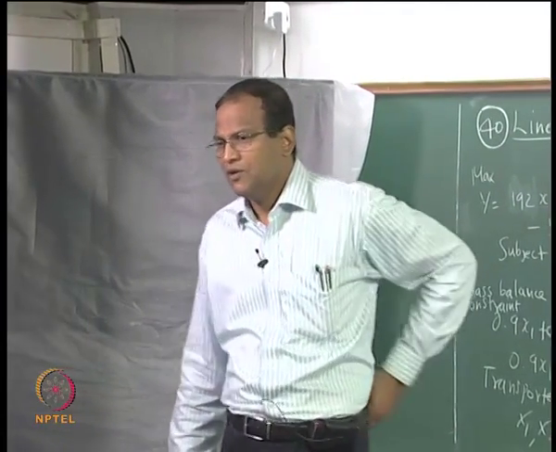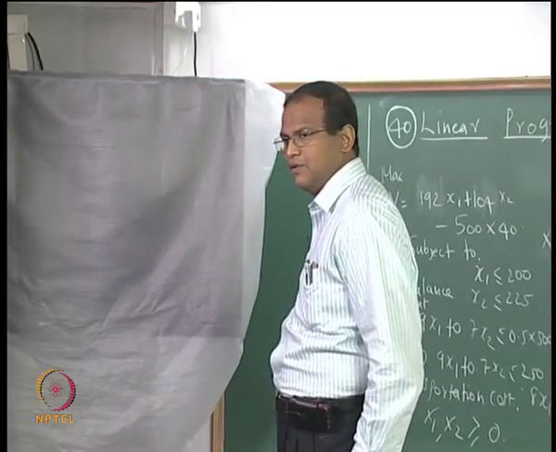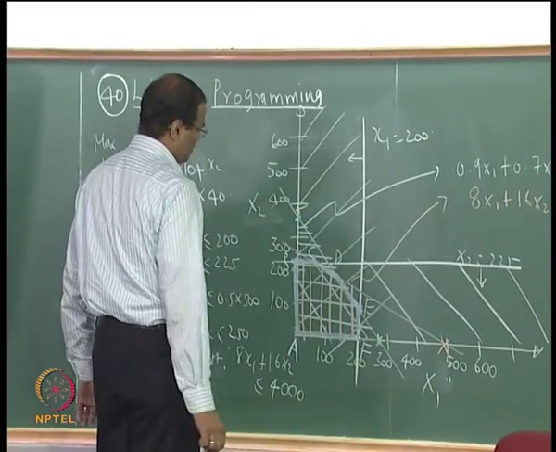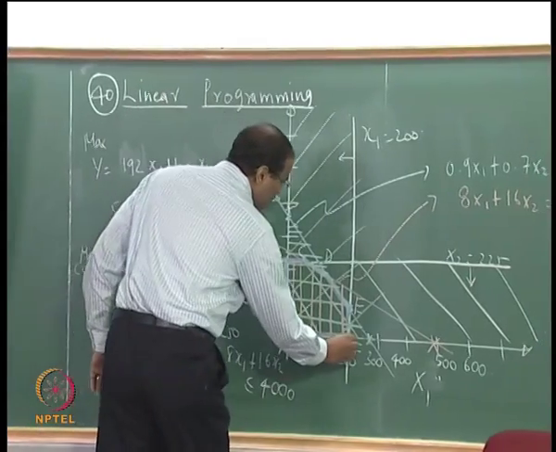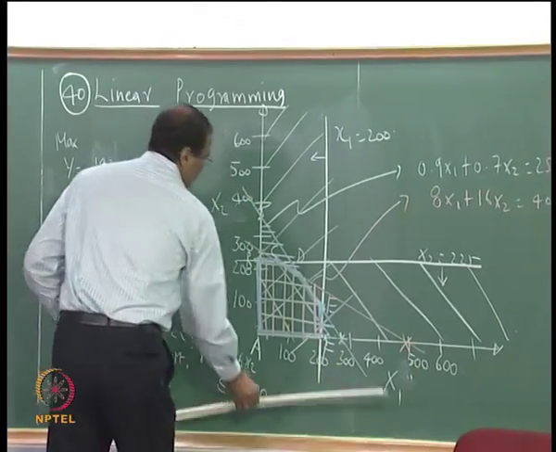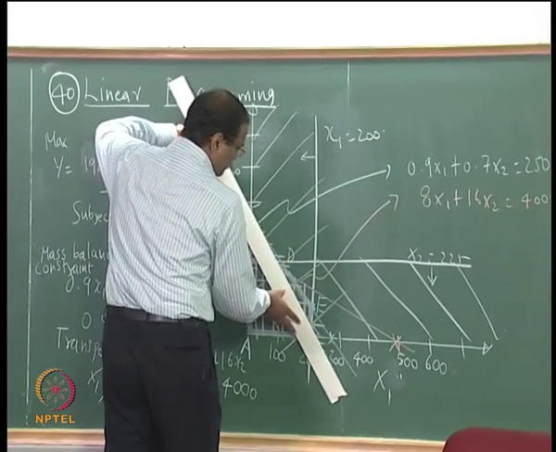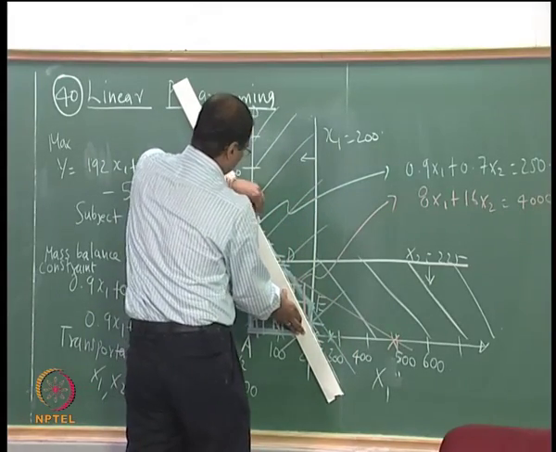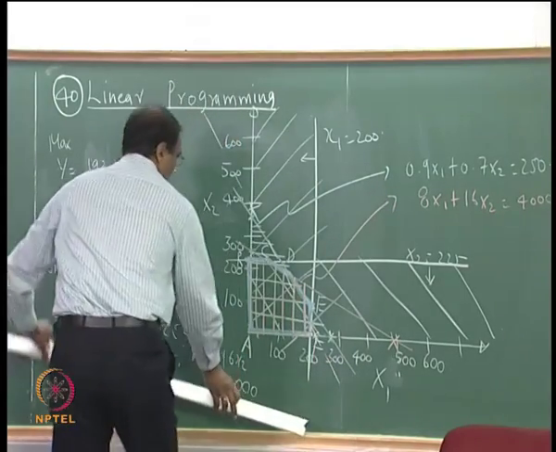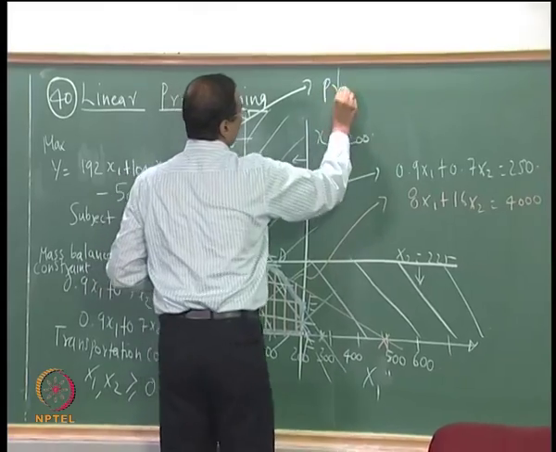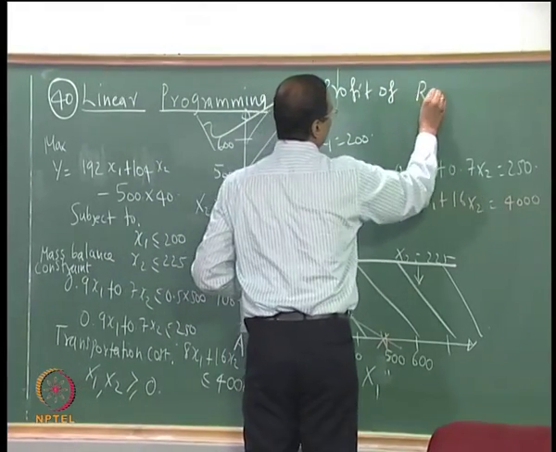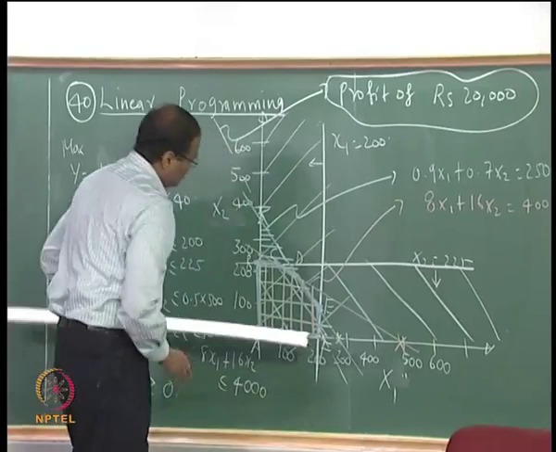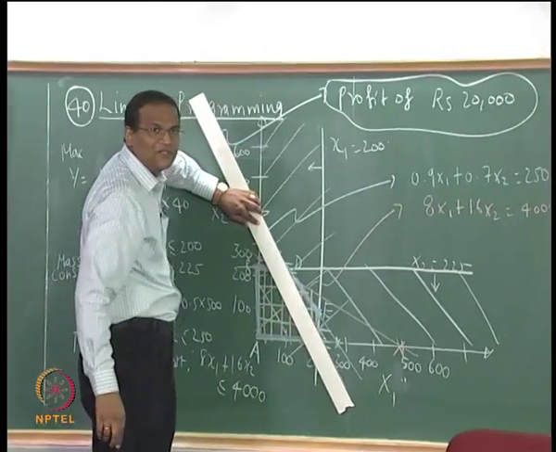Can you tell me x1 and x2? Which is 0? x1 is 0, x2 is 208, is it? So this is very crowded, so this may not be clear. Please look at the board. This is a profit of 20,000.